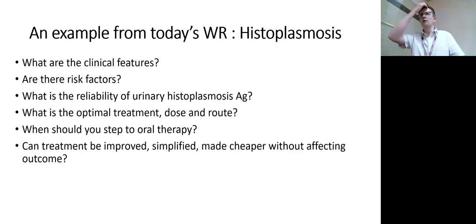What is the optimal treatment? How long should we give intravenous amphotericin B? How long should we give oral itraconazole for? And can we think about shortening those, altering those? And can we improve, reduce toxicity, simplify, make it cheaper without affecting outcome? All of those questions were going through my head when we were thinking about a patient on amphotericin B, where it perhaps isn't guided by something which is very well described in the literature.